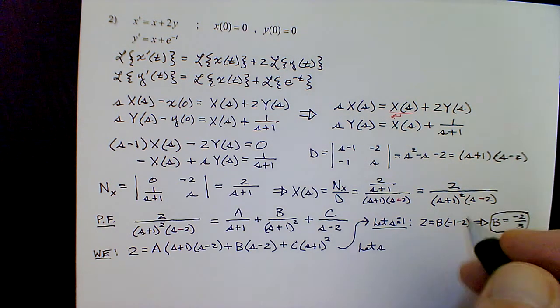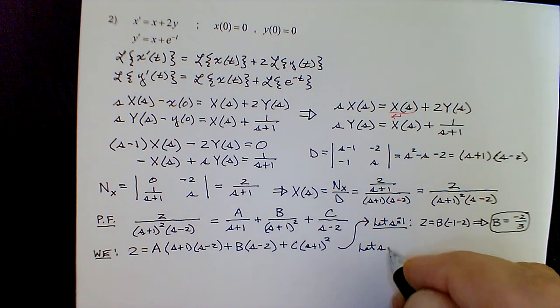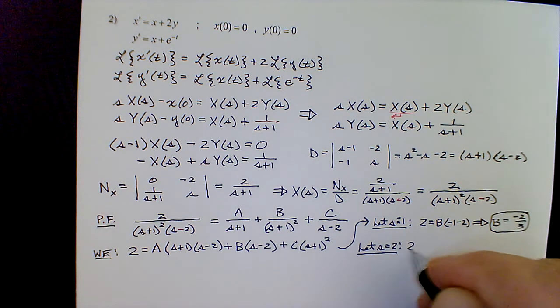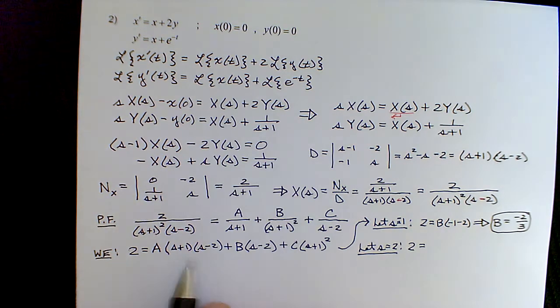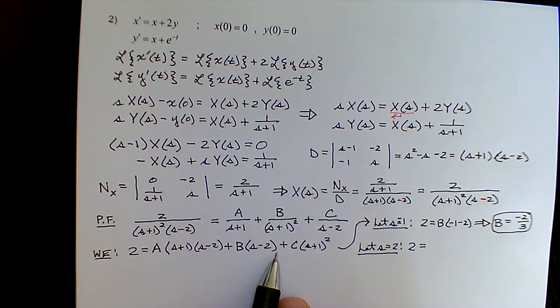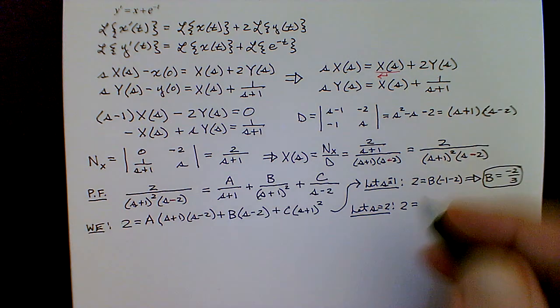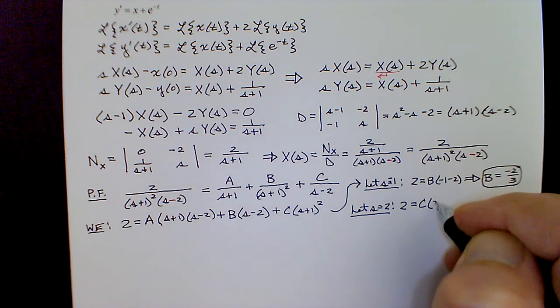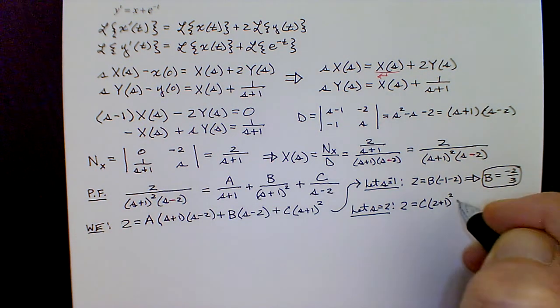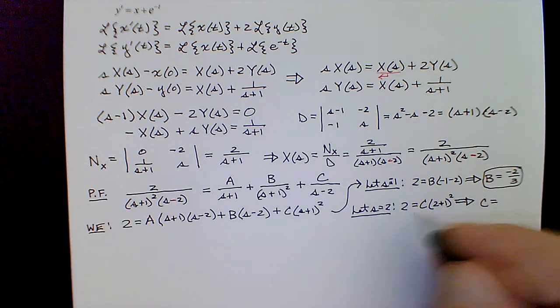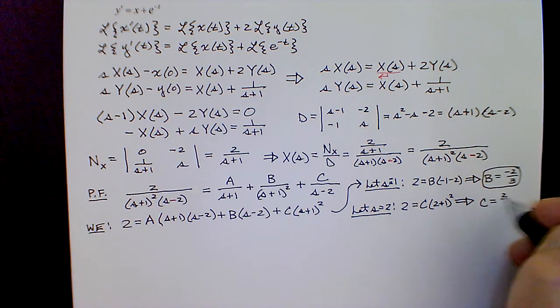Okay, and then to solve for C, we could let s equal 2. And we get 2 equals, okay, the terms containing A and B both go to 0. And then we have C times 2 plus 1 squared. So 2 equals 9C, so C is 2/9.